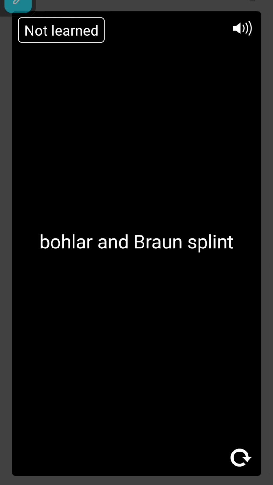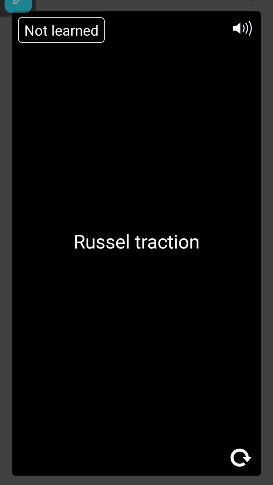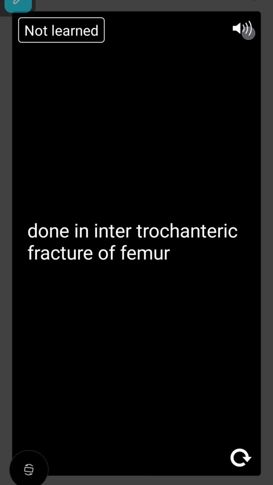Böhler and Braun splint: sliding traction device. Traction is weights, counter traction is gravity. Location of pulleys: A for tibia fractures, B for femur, C to avoid foot drop. Russell traction: done in intertrochanteric fracture of femur.